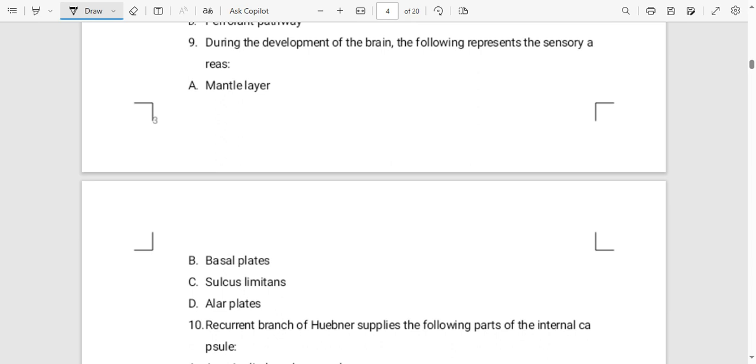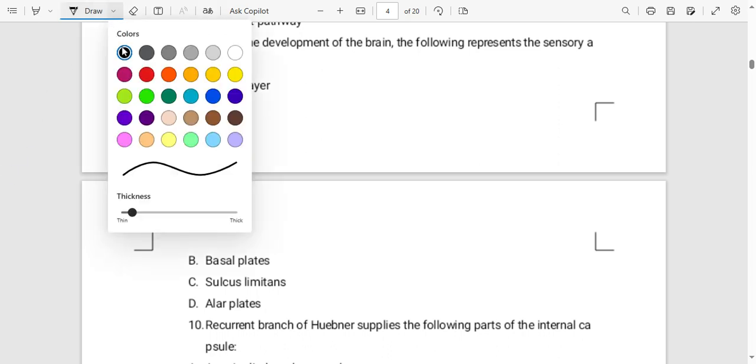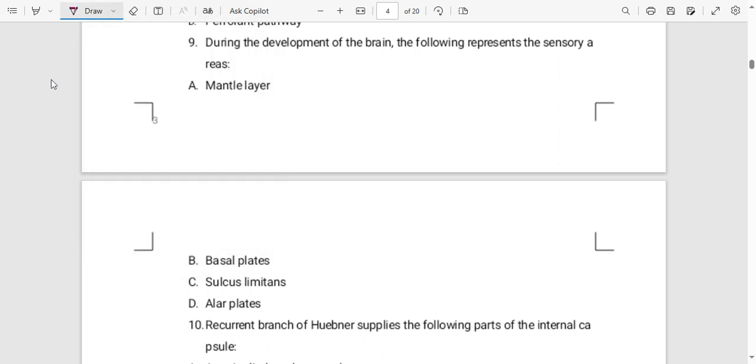During the development of the brain, the following represent the sensory areas: mantle layer, basal plate, sulcus limitans, alar plate. Which one can we pick? If I say something about it and you don't answer, then I'll stop saying something about them.